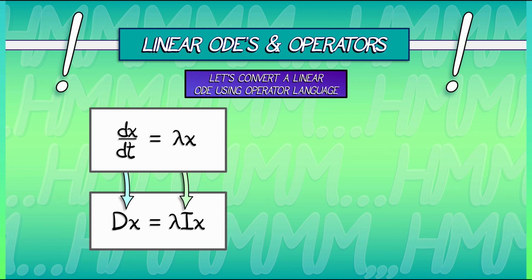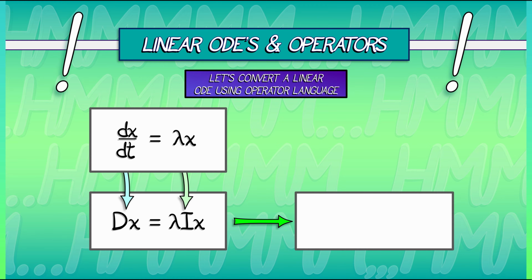Now here's where it gets cool. Let's move everything over to one side of the equation so that we have capital D x minus lambda times the identity applied to x. That is equal to 0. If I factor out the x and think of a single operator applied to it, that operator is really D minus lambda I. I'm going to think of that as a single differential operator that is applied to this function x, and that kills it, that sends it to 0.